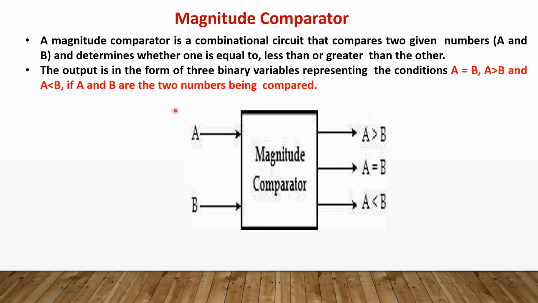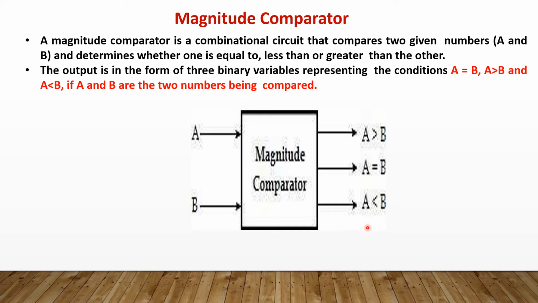Based upon this concept, we are going to design a magnitude comparator. If we compare two values, they may be of 1 bit, 2 bit, 3 bit, 4 bit. For example, today we are going to design a 2-bit magnitude comparator. This is a block diagram of the magnitude comparator. I am taking two values A and B of 2 bits each. As I told you, the outputs are: A may be greater than B, or A is equal to B, or A less than B.